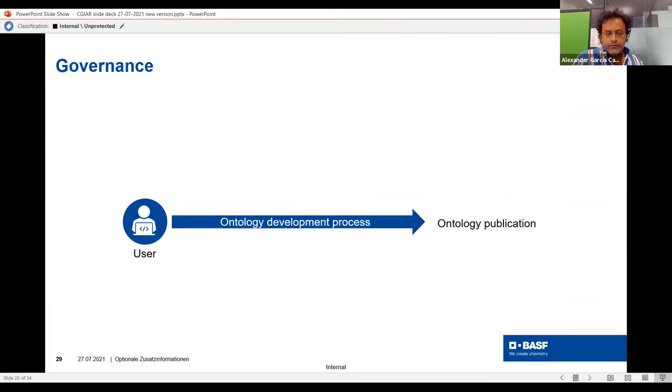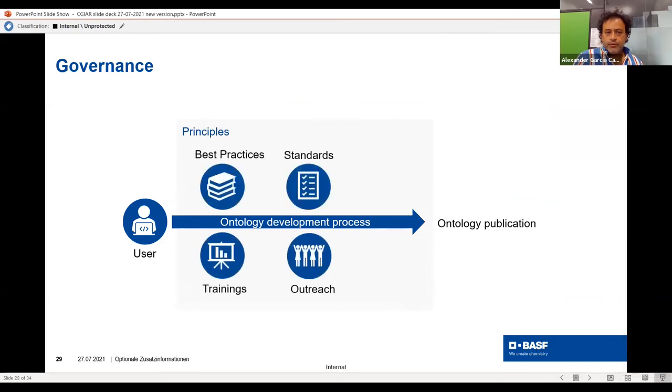The governance in general, and this is just to close this session, is helping us to have any given user applying the principles in the form of best practices, standards, outreach, and training throughout the overall ontology development process. Whether you're talking about a development process that happens in-house or with an external contractor, we have seen that the content that we have built in GOMO is equally applicable.